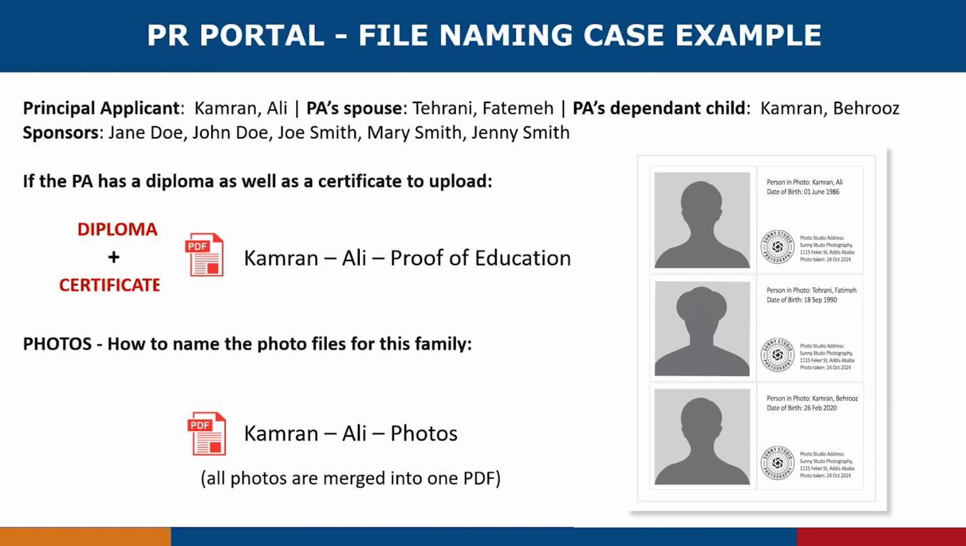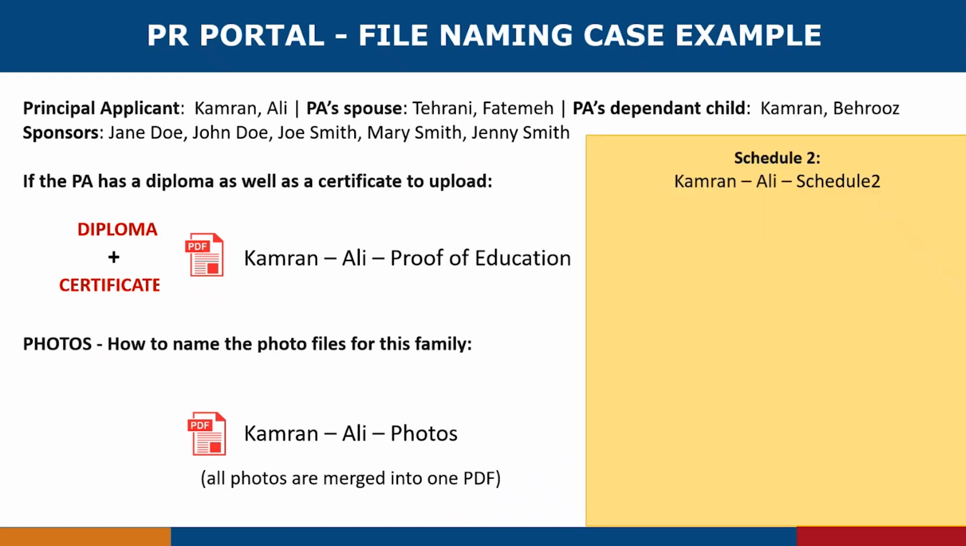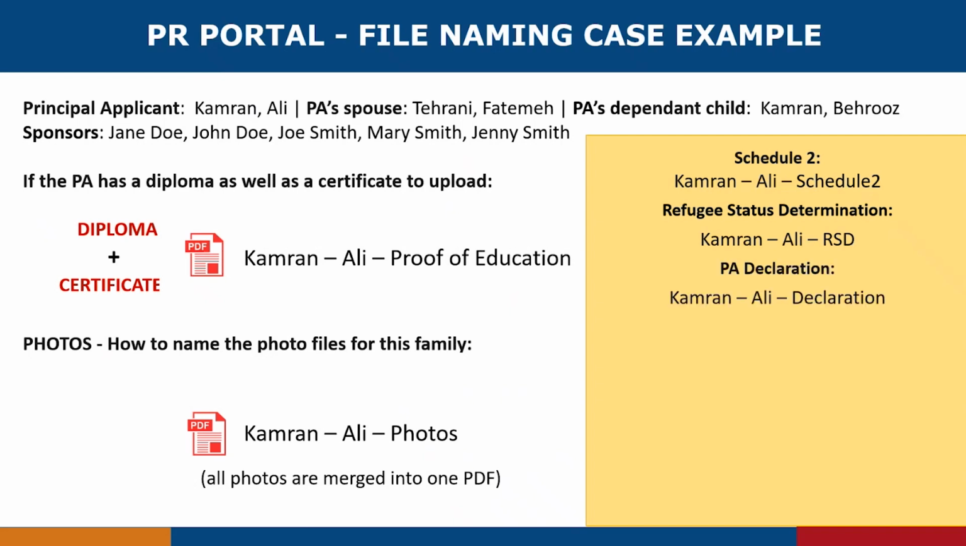back of that photo. When it comes to file naming for specific forms and other documents, be sure you're using the appropriate names based on the document being uploaded. So for the Principal Applicant Schedule 2, you would include the name of the principal applicant and the title of the form. The same goes for the RSD document. Use the principal applicant's name and include RSD for the title. And the same goes for the principal applicant's declaration.